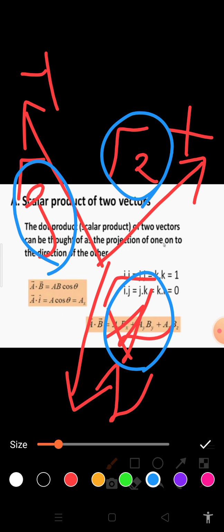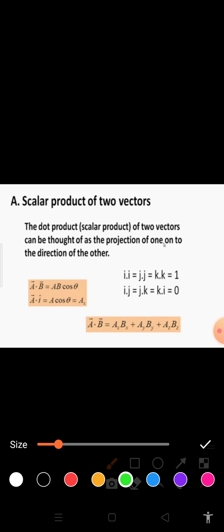In this way, if you do the dot product between any two similar vectors like i dot i, j dot j and k dot k, in that case you will get unity. Unity means 1. So all the values are 1. And if you do the dot product of dissimilar unit vectors, the value is always 0.